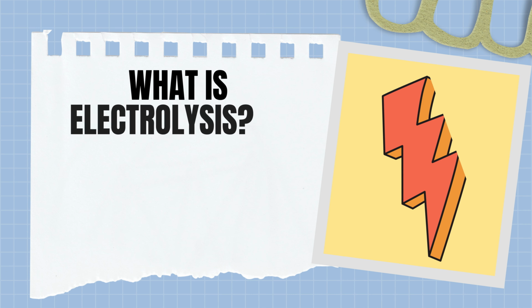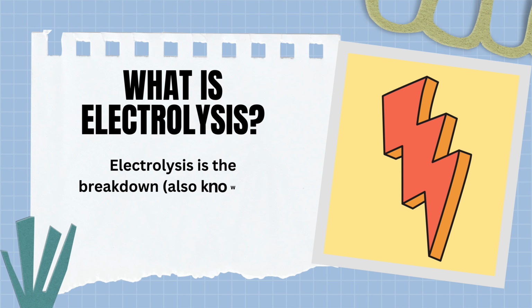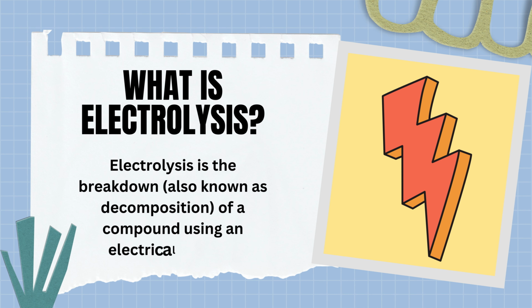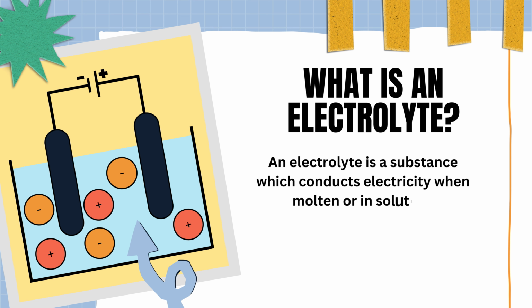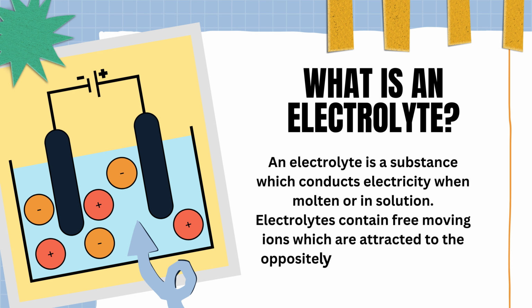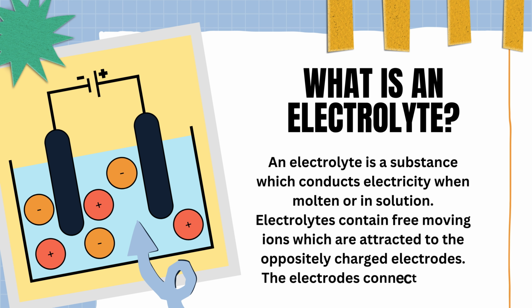What is electrolysis? Electrolysis is the breakdown, also known as decomposition, of a compound using an electric current. What is an electrolyte? An electrolyte is a substance which conducts electricity when molten or in solution. Electrolytes contain free-moving ions which are attracted to the oppositely charged electrodes. These electrodes connect to a DC supply.